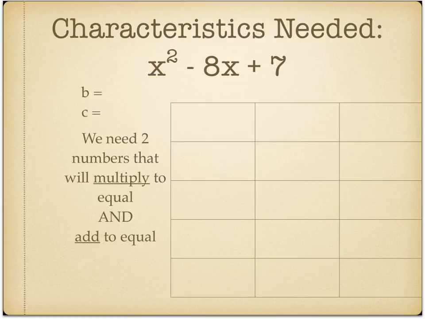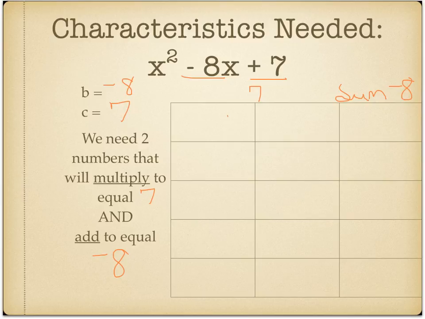So let's see what the characteristics are that we need. Our b term is a negative 8. And our c term is a positive 7. So we need two numbers that multiply to equal 7 and add to equal negative 8. What are those going to be? So let's see. We've got to have factors of 7 with a sum of negative 8.